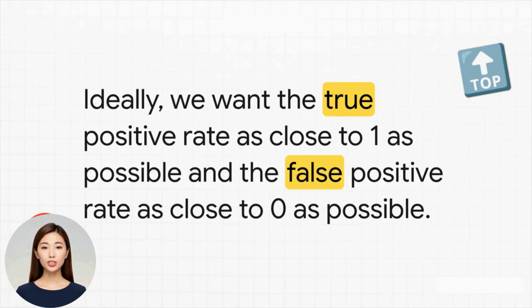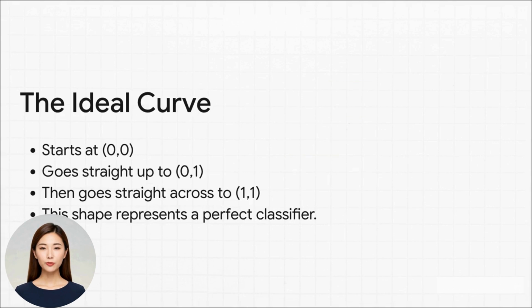So the goal, the whole point of this, is to get the best of both worlds. We want to jack up our true positive rate, that's the y-axis, while keeping our false positive rate, the x-axis, as low as humanly possible. On the graph, that means we want our curve to get as close as it can to that top left corner. And this gives us a picture of the perfect model.